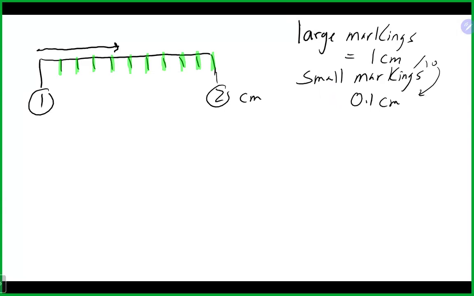That means if you come to this marking here, this is 1.1, 1.2, 1.3, 1.4, 1.5, 1.6, 1.7, 1.8, 1.9, and then 2. First off, any questions?